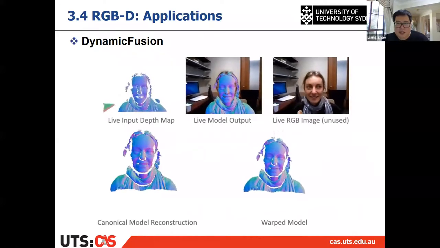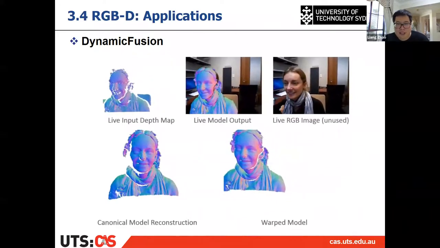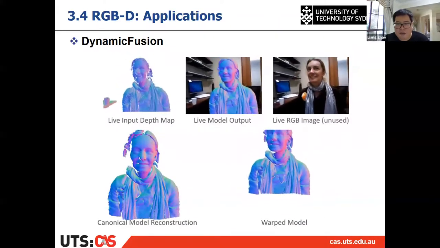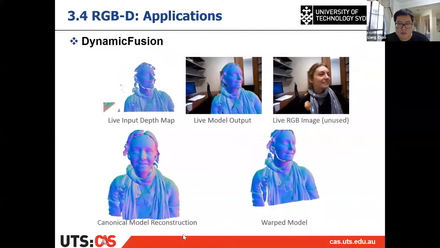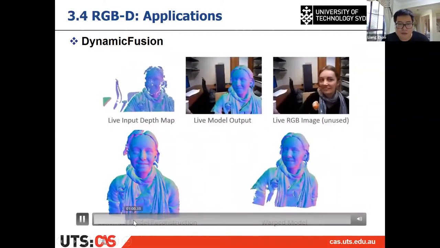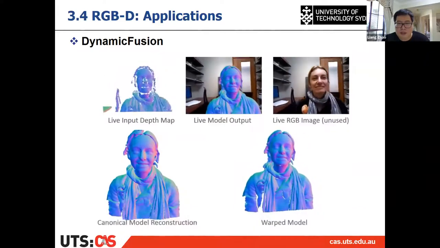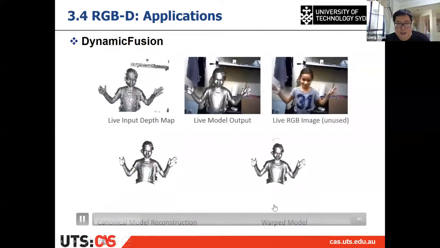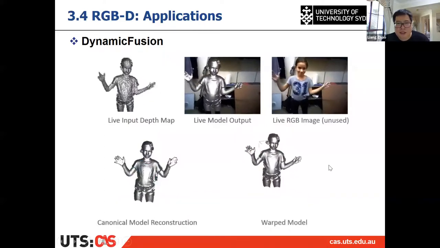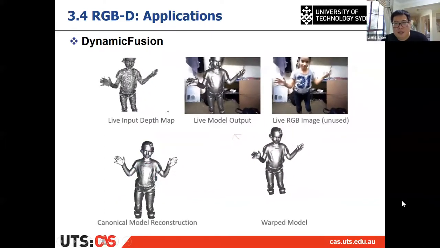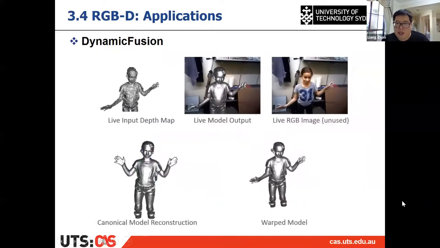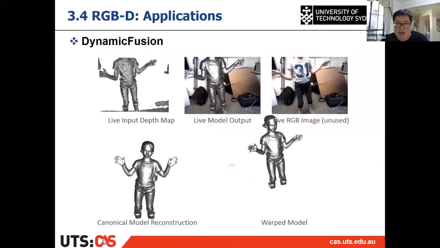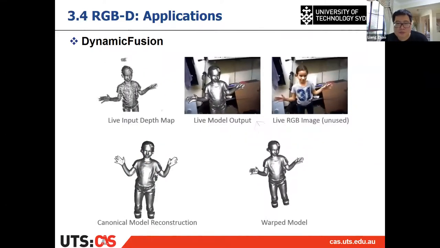As you can see, the face changed, and I can do the reconstruction as well. As you can see, the head moves, and it can do the reconstruction as well. It's a very large head movement, and it can still do the reconstruction. Then here is a waving hand. You can see the hand moves, the body moves, and you can still reconstruct it. It's all done by a single RGBD camera. And this work is very famous as well.